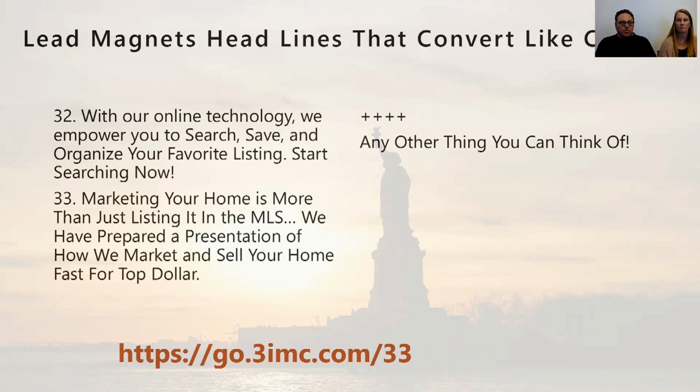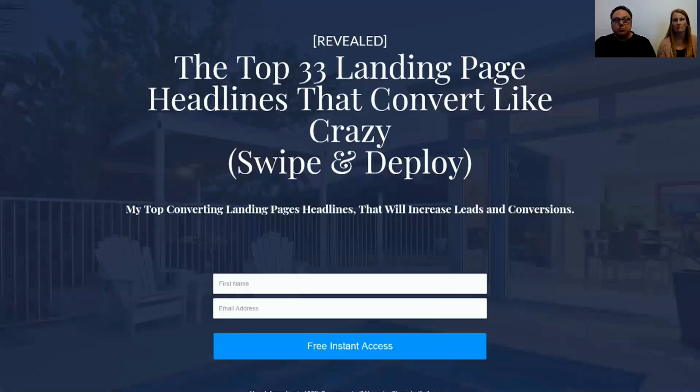So to get your list, you're going to go to go.3imc.com/33. All right. Now you're going to be walked through the whole process. So this is our landing page. Revealed: top 33 landing page headlines that convert like crazy. Swipe and deploy. So this is our landing page. We've been using this one for probably 5 or 6 years. And this generates leads for us every week consistently without fail. So you're going to see all this, and you'll even see what a nurture sequence looks like as well.